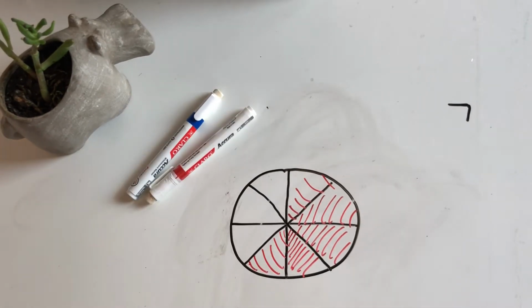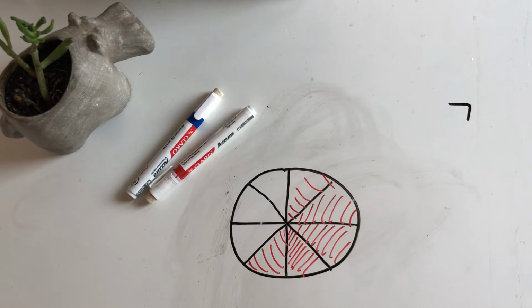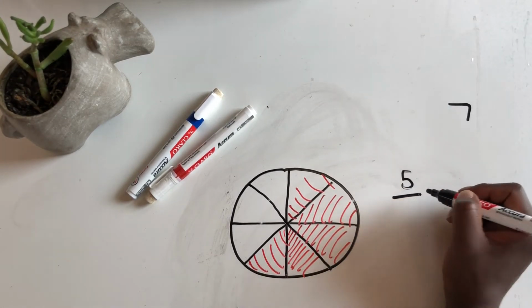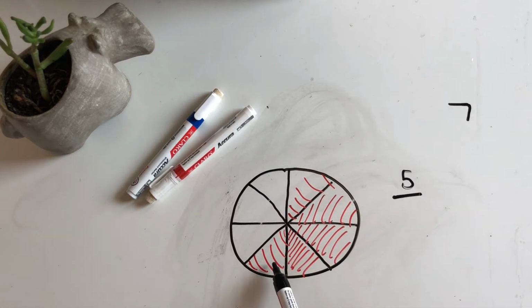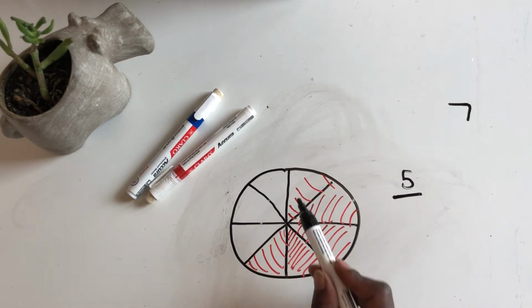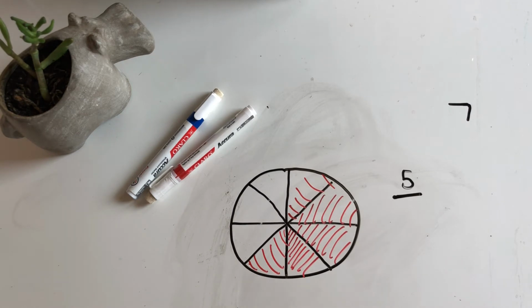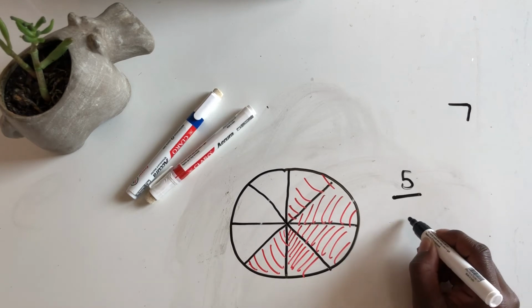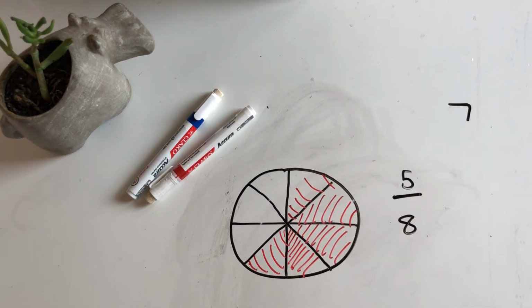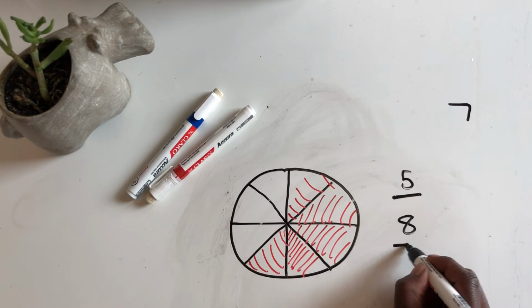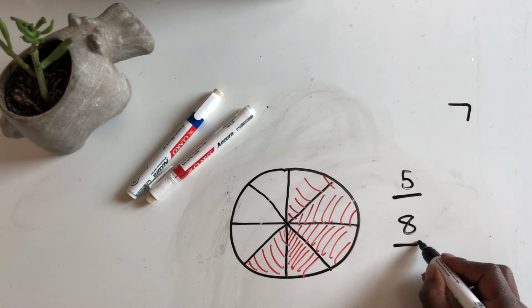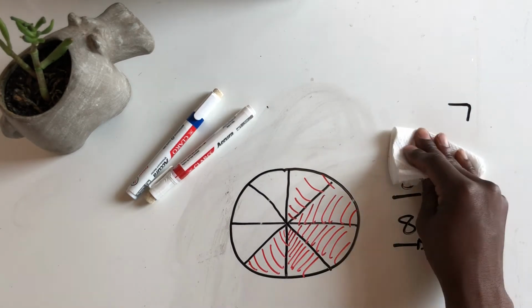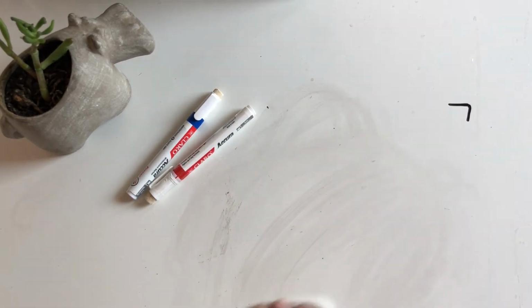Now, what fraction could this be? This fraction would be 5 being the numerator, seeing as we've shaded 1, 2, 3, 4, 5. And then the total number of parts, as we counted, was 8. So our fraction is 5 over 8. Okay? Now, let's look at one more example.